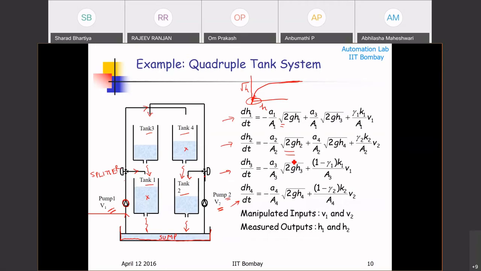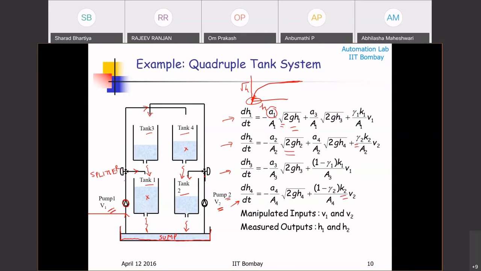Okay, so this is the challenge: if you were trying to model this using a first principles model, you would have to find out all these constants. You would have to actually do a lot of experiments, and still do experiments, and find out a lot of these constants. Okay, so where does system identification come in?